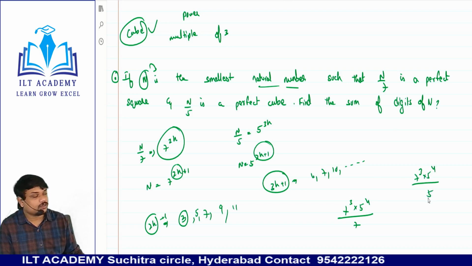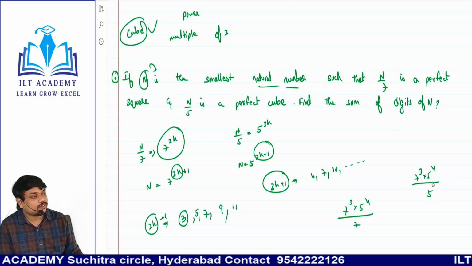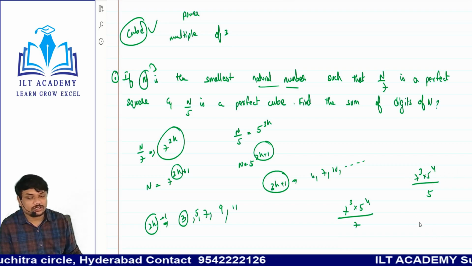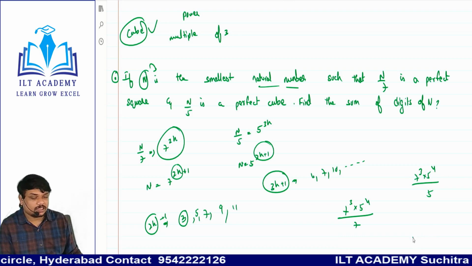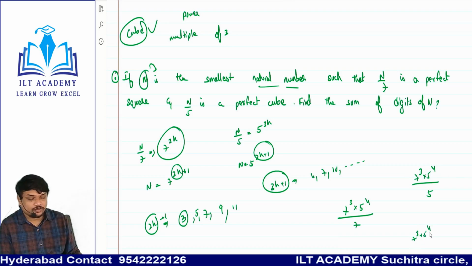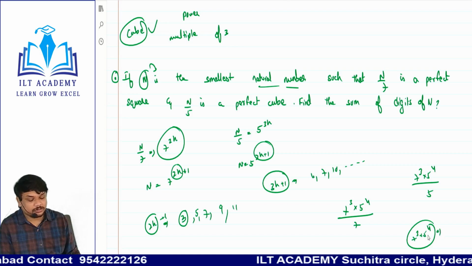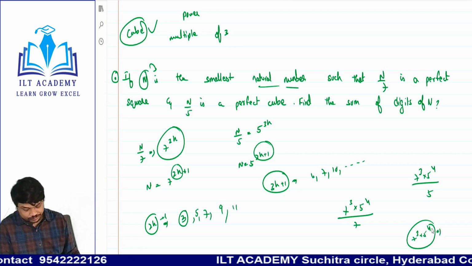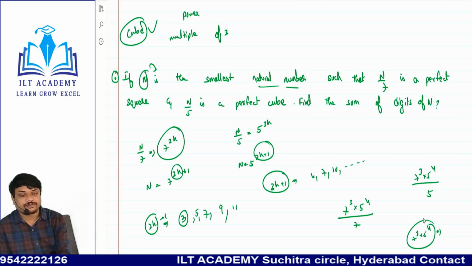Now 7 cube into 5 power 4 divided by 5, if I do, no, 5 ये cancel. So 7 cube into 5 cube. So this is a perfect cube, not an issue. So the number will be 7 cube into 5 power 4. Answer is how much? 7 cube into 5 power 4. 7 cube हो जाएगा.